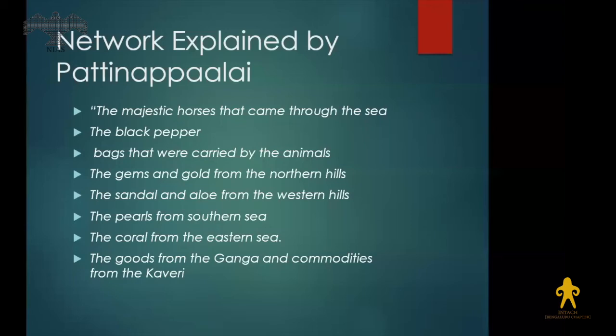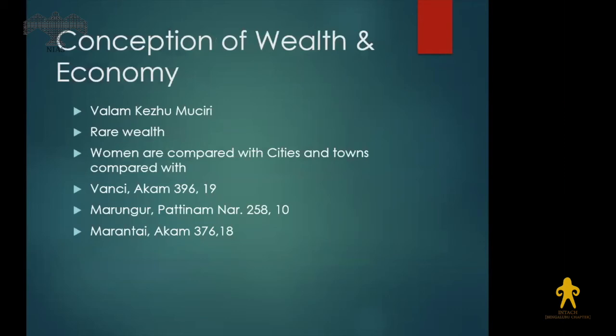Another poem, from Pattinapalai, explains the network. Neerin Vanda Nimibari Puravium: the majestic, swift horses that came through the sea, black pepper bags carried by animals, gems and gold that came from the northern hills, sandal and aloe from the western hills, pearls from the southern sea, coral from the eastern sea, goods from the Ganga, and commodities from the Kaveri. And also Idathu Unavum, Kadagathu Akavum: food from Sri Lanka, and products of Kadaram, that is Kedah in Malaysia. So this idea is very important.